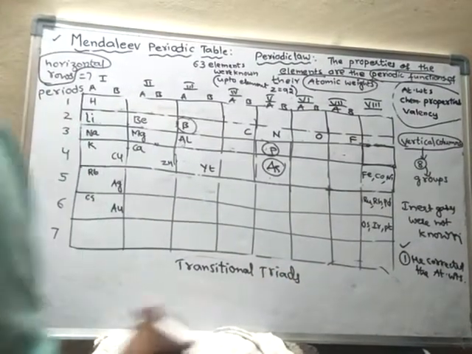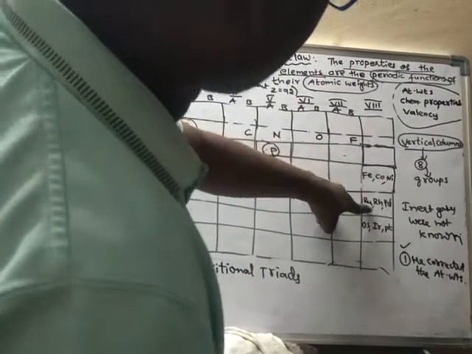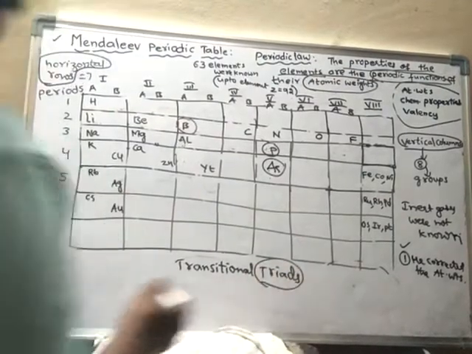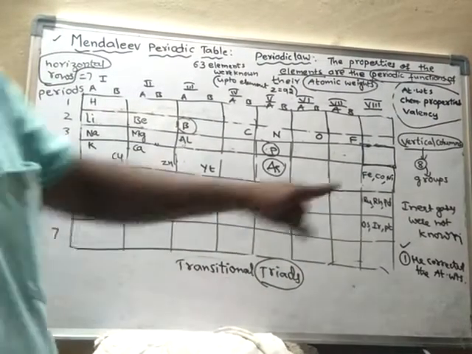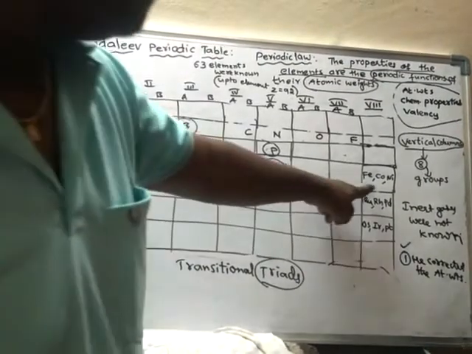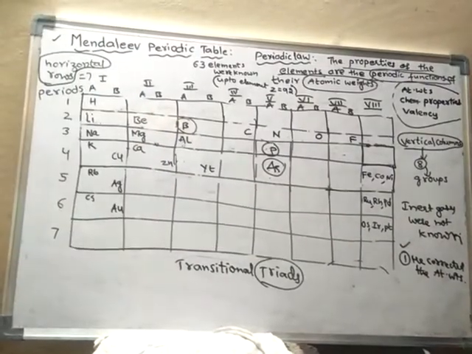Transitional triads. How many transitional triads are there? So this is the first transitional triad, this is the second transitional triad, third transitional triad. Triad means a group of 3 elements. So these 3 elements were considered as the first triad, second transitional triad, third transitional triad.